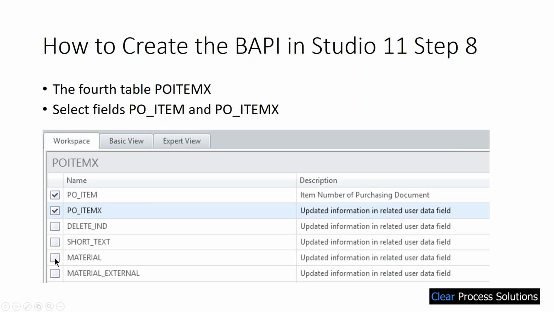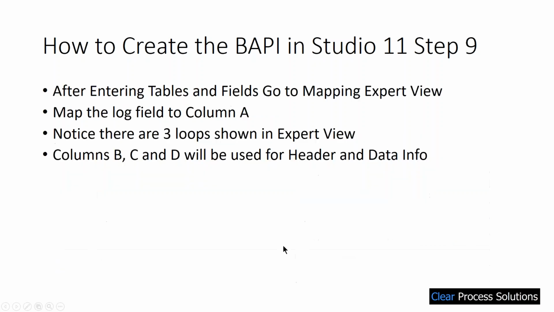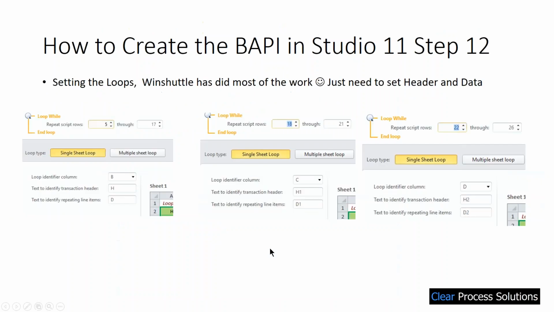And if you're changing things for PO items, you need to also check these material numbers or whatever you're changing in that PO item. I didn't change any of that here. I just wanted to show you that you could do that. After entering the tables and fields, we go to the mapping expert view. Let me talk about that a little bit, and then we'll come back to this slide.